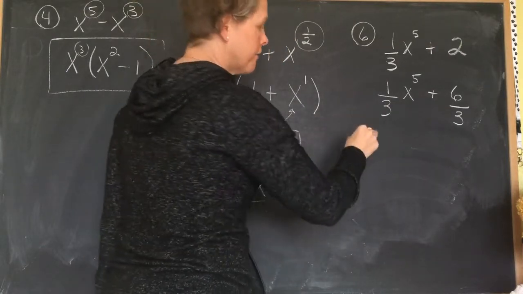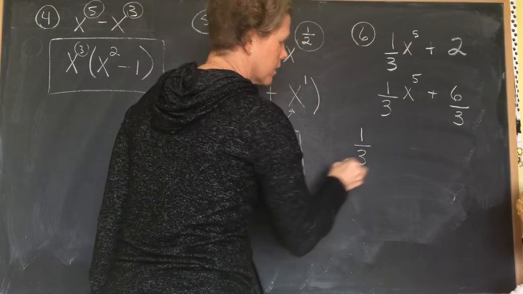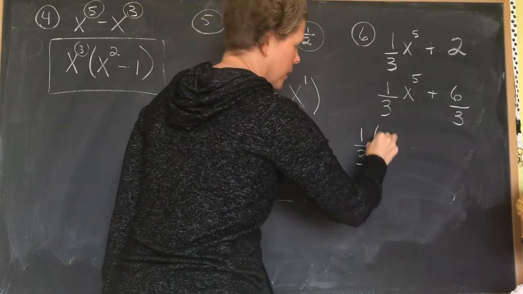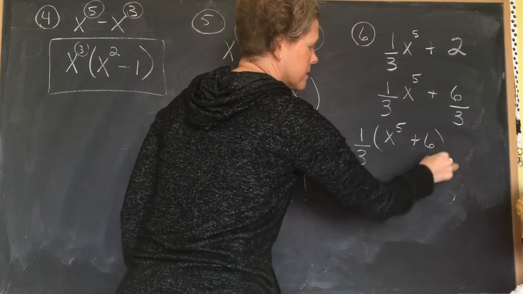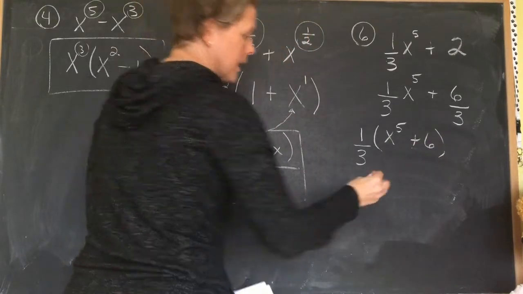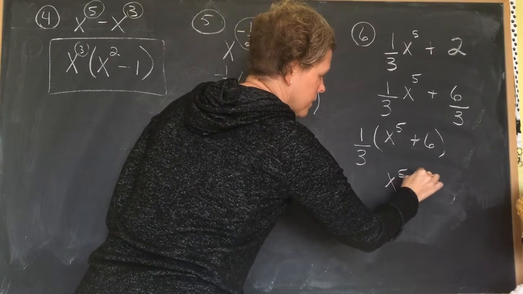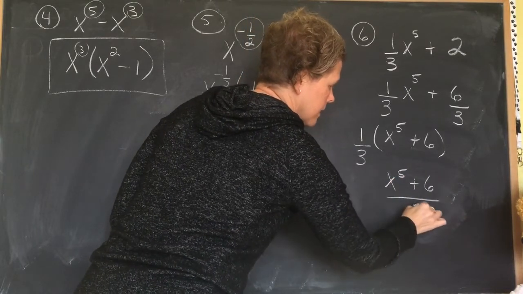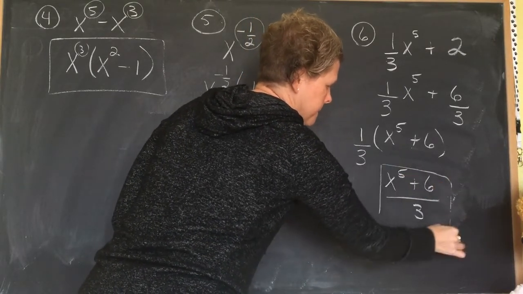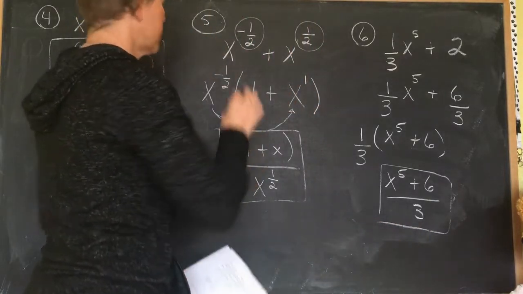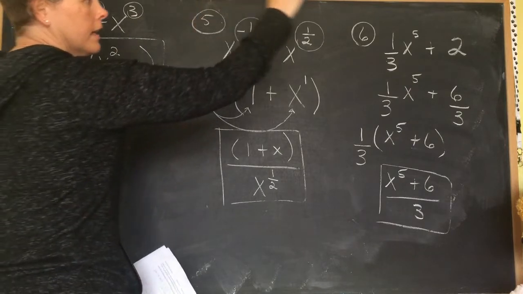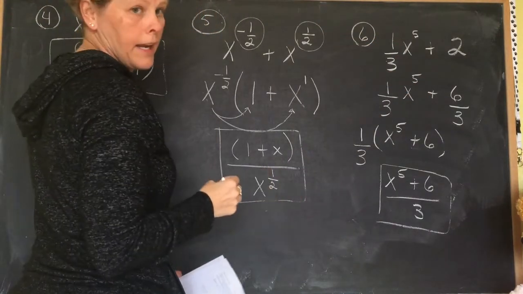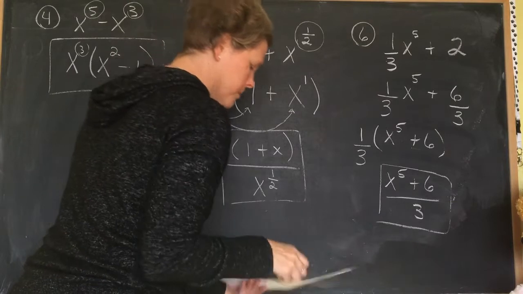Because now I could factor out a 1/3. And if I factor out a 1/3, that leaves me with an x to the 5th plus 6. And then we can even write that a little bit more clearly, x to the 5th plus 6 all over 3. All right, so we just factor out the common term, factor out a negative, get a common denominator, and then factor that out. All right, we got 2 more for this part on the back.